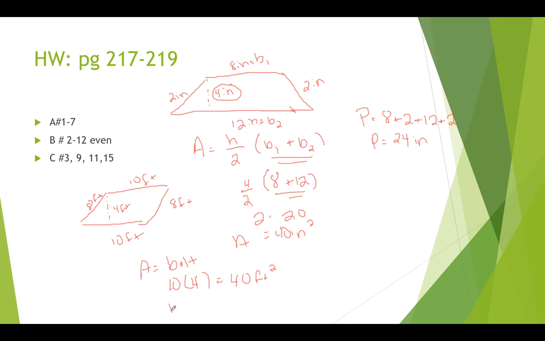Now if you are finding the perimeter, we just add the sides up, which are 8 plus 8 plus 10 plus 10. That's 20 plus 8 is 28. 28 plus 8 is 36. And this would just be feet. So be careful, make sure you don't add the 4 in.